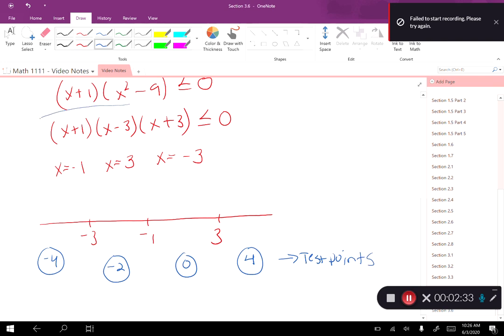I'm going to plug the test points into this function I've just circled. And I'm going to test. Do I get a positive number or a negative number? Remember, I want all the numbers less than or equal to 0, which means I'm looking for the negative numbers for this particular example. So let's start by plugging in negative 4.